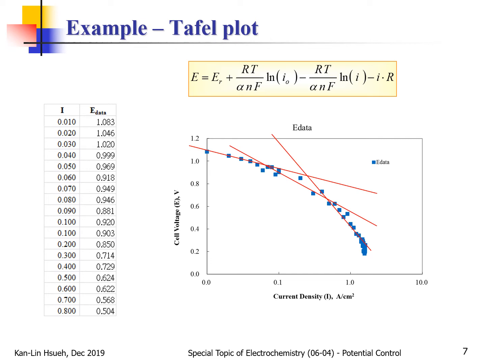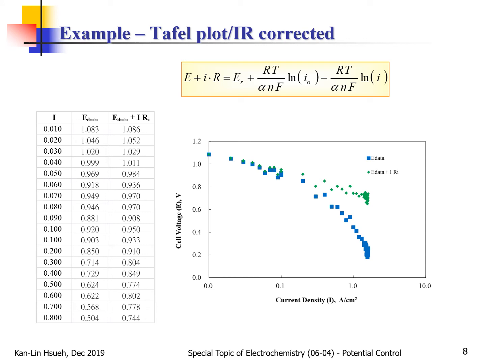What happened is that the internal resistance caused this problem, so we can make an IR corrected Tafel plot. We move the IR from the right hand side of the equation to the left hand side, and then we plot E plus IR against log I. Then you get the green dotted line, the data. So it's much more linear compared to the blue data, which has no IR correction. So if your experimental data show this curvature behavior, usually it is because the internal resistance hasn't been corrected.